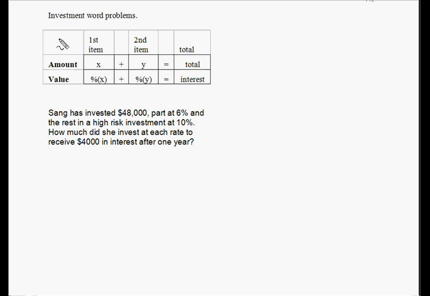Investment word problems are very similar to mixture word problems. The major difference is in the value equation. We still have all the amounts added together for a total, and in the value equation we do multiply the percent to the amount invested and the percent to the amount invested, but we generally don't write down the percent of the total because we already multiply that out and they give it to us as the interest in the word problem.